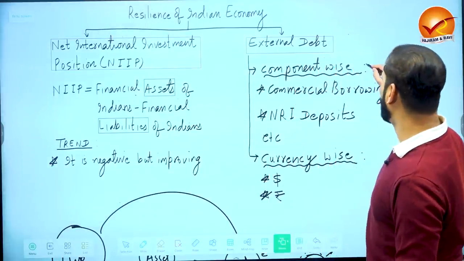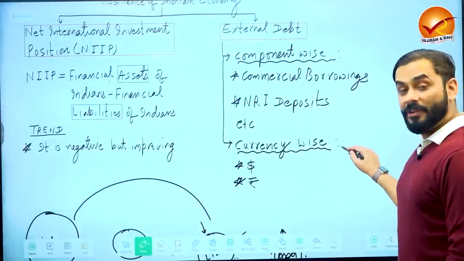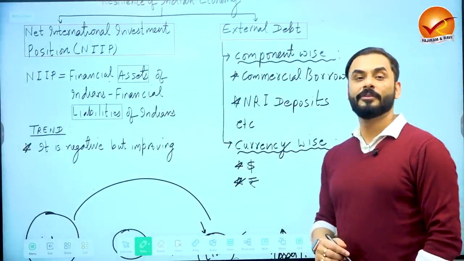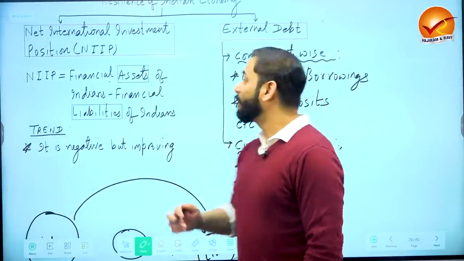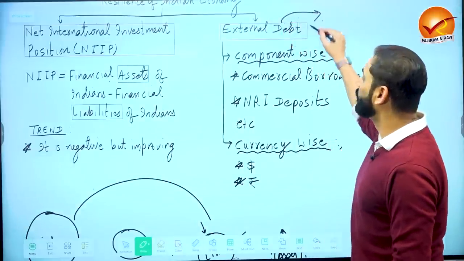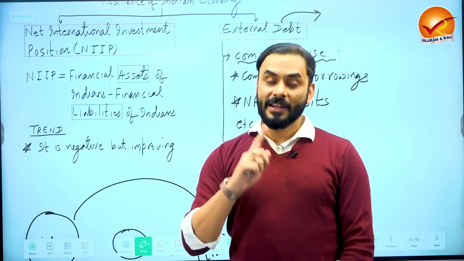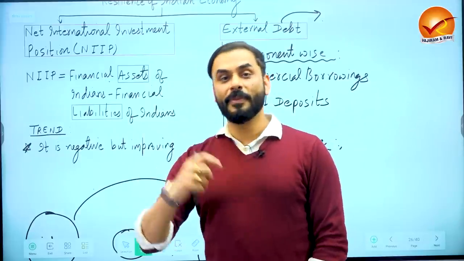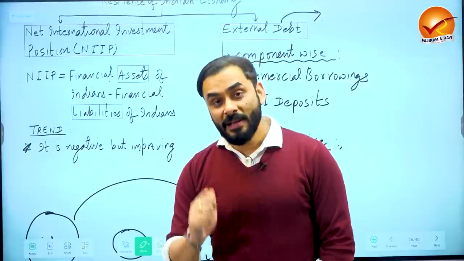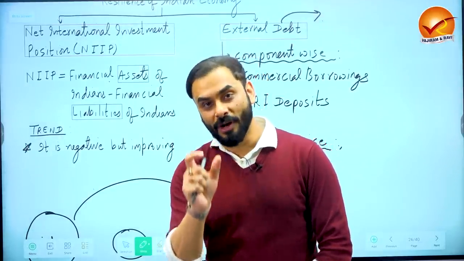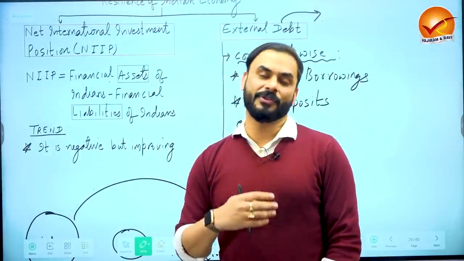So we can study debt in two heads. Number one, what is the composition of debt? Like, how does the debt of India look like? And second, whether our debt is expressed in dollars or rupee. Whether we take more dollars as borrowings or more rupee as borrowings. Now, first, let me tell you what this debt is. External debt means when, as a country, we borrow from outside India. Now, if you borrow from outside India, you can borrow in either dollars or rupee. When you borrow in dollars, it is called dollar denominated debt. Our dollar denominated debt is very high. When you borrow in rupee, it is called rupee denominated debt.